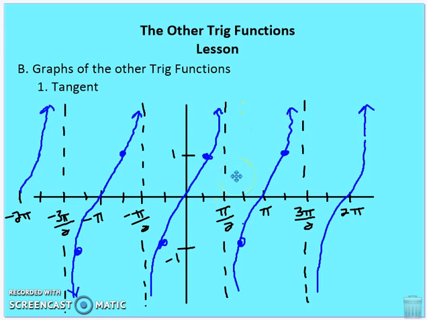When the denominator is equal to 0, then your value for tangent is undefined. So pi halves, 3 pi halves, negative pi halves, and negative 3 pi halves. And you can see that the tangent asymptotes are spaced pi units apart.